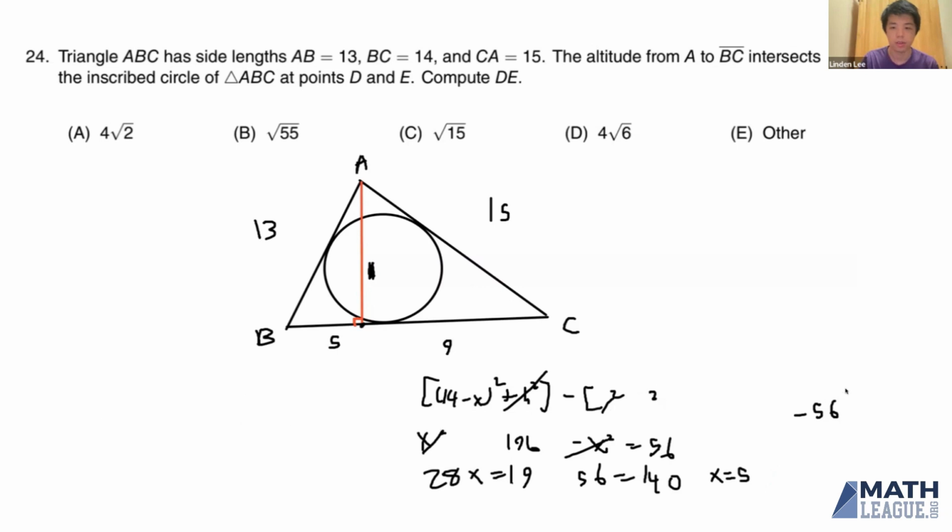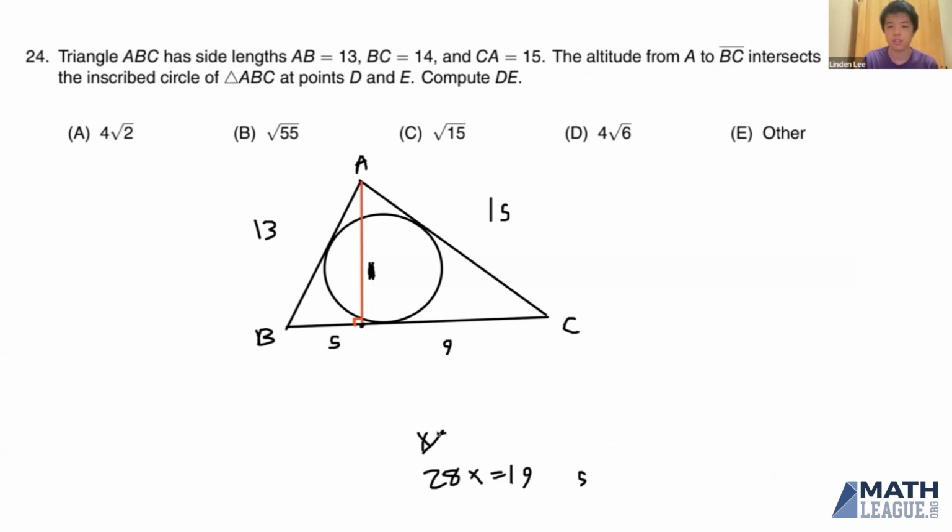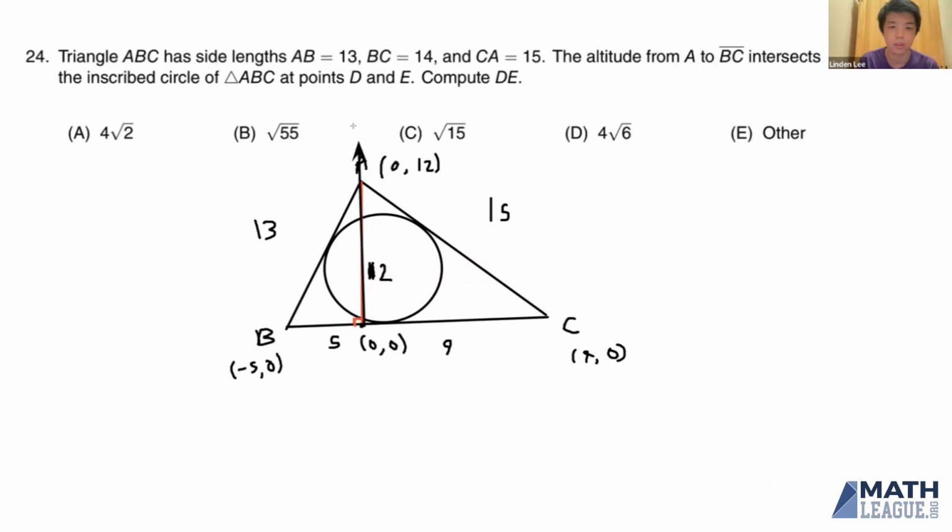What this means is that because all of these lengths are so nice, we can actually put this on a coordinate plane where this point P is (0, 0). Point B is (-5, 0), point C is (9, 0), and point A is (0, 12). And we can make our axes right about like this and like this.